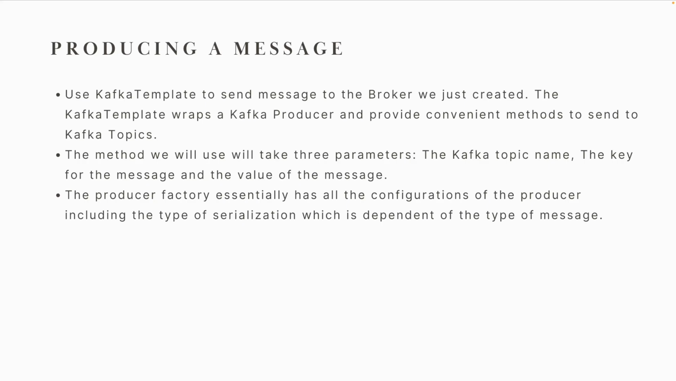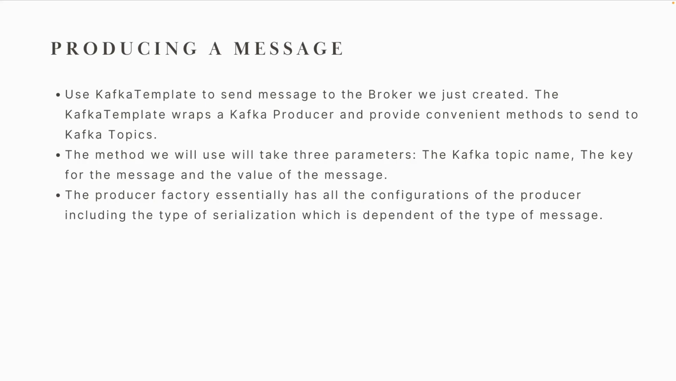To use the Kafka template, we're going to have to configure a producer factory, and I'm going to make a configuration file just for that, right? Because we're going to have to configure a producer factory and provide the template constructor that producer factory. And the producer factory is essentially going to contain all the configurations of the producer, including the type of serialization, which is dependent on the type of message. So in our case, it's going to be a JSON, right?